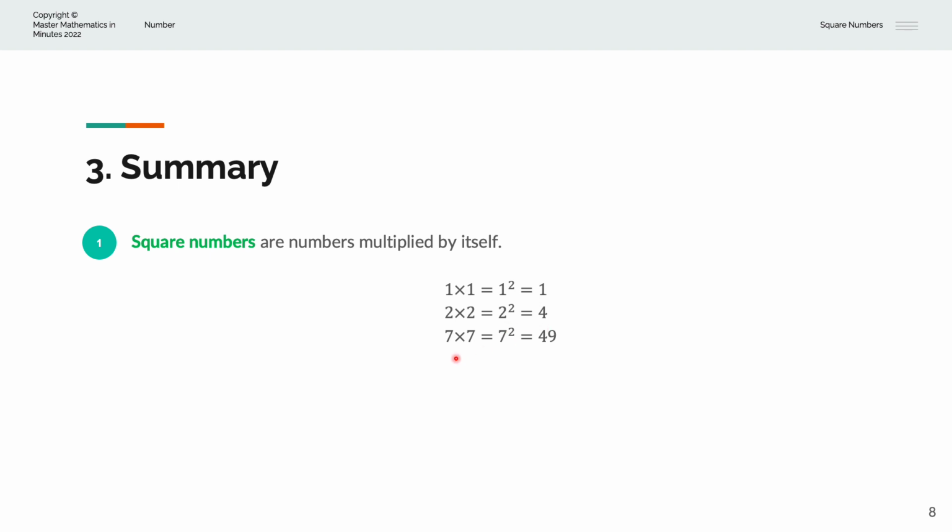And finally, we have the number 7, multiplied by itself, which is the number 7, and that is equal to 7 to the power of 2, or 7 squared, and that gives us 49.